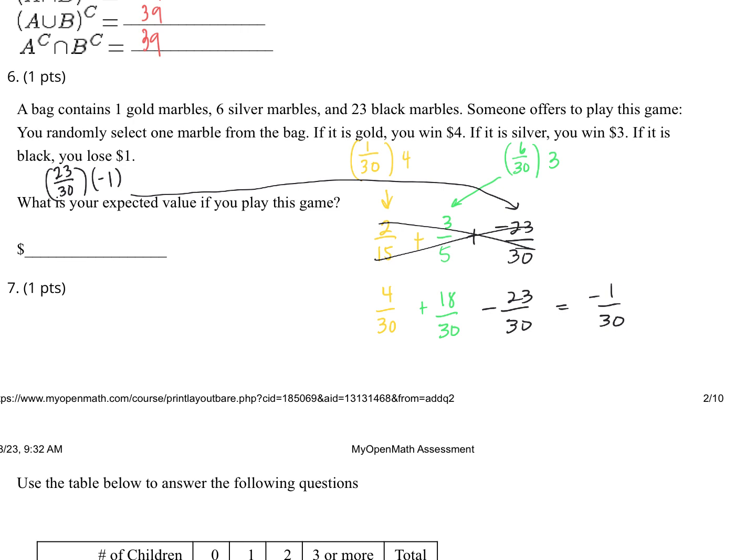So -1/30, if we're talking about your expected value, you're really talking about money. So if we divided this out, we would get -0.0333 repeating. So approximately -0.03, meaning, again, talking about money, a negative means you're losing, and that's approximately 3 cents. So if you played this game for a really long time, on average, you would lose about 3 cents per game.